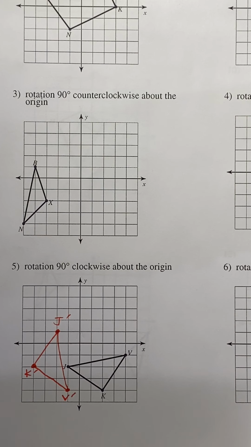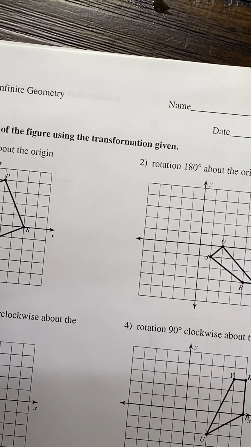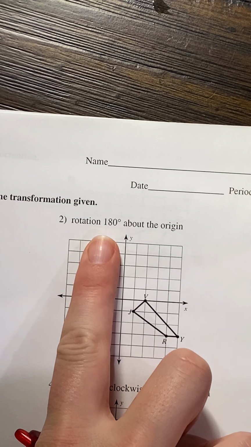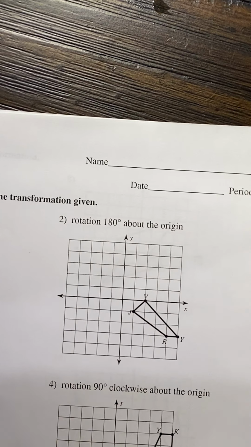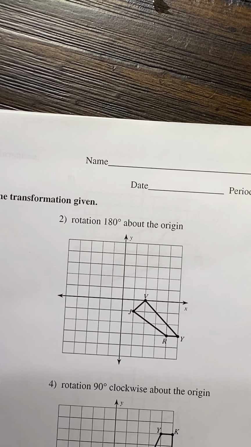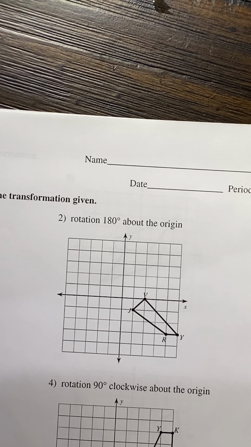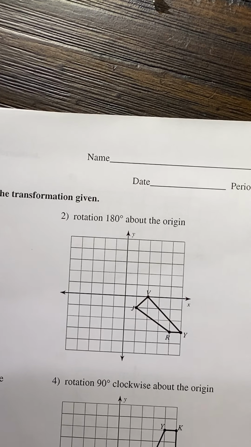All right. Let's do another one. Let's do this one, number 2. Rotation of 180 degrees about the origin. Notice they don't tell us which direction. There's a really good reason for that: it doesn't matter. If you go clockwise or counterclockwise, 180 is a complete opposite, so it doesn't matter which way you go. I'll show you that in just a second.